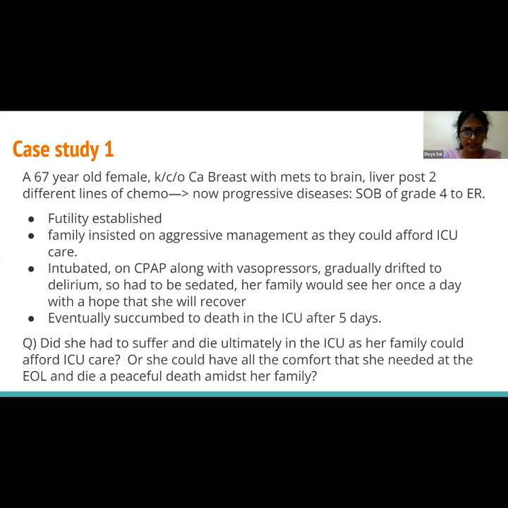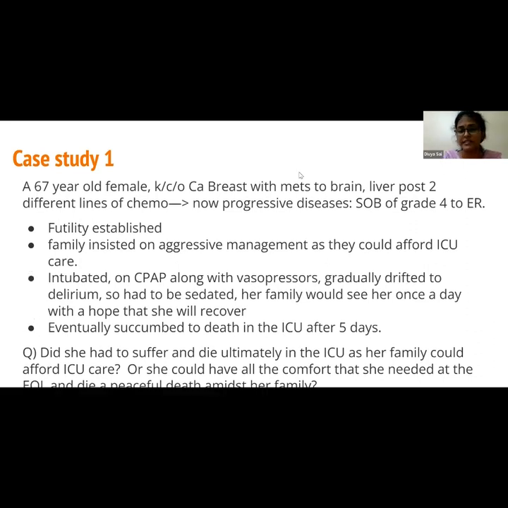We'll be briefly going through two cases. The first one is a 67-year-old female patient with carcinoma breast with severe metastasis to brain and liver. She had progressed over several lines of chemo, and she now presented to the ER with shortness of breath. The primary consultant established the prognosis, but the family wanted aggressive management because they could afford ICU care. She was intubated eventually and was on CPAP along with vasopressors, and gradually developed delirium. She had to be sedated, so her family would just come to see her once a day with a hope that she would recover. But she finally succumbed to death in the ICU after 5 days.